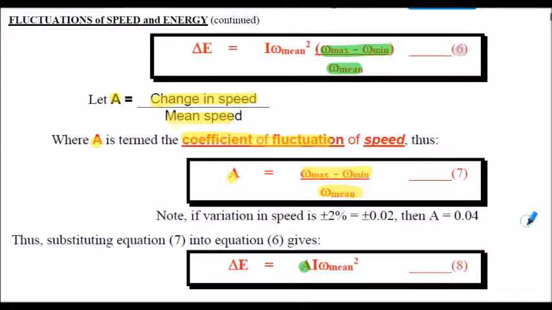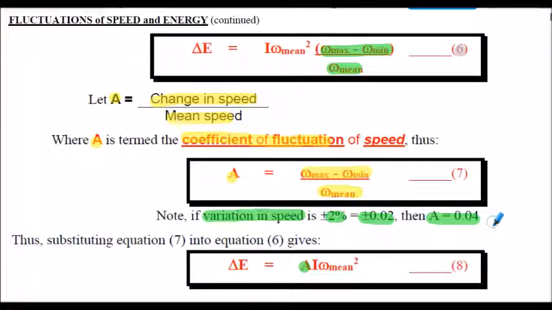The reason they've manipulated the equation in that format is because you often get A given in the questions, because it's something you will need to be aware of. And A is the variation in speed. It's often given in percentage terms, so be careful how you use it. If it's given as plus or minus 2% in a question, don't forget that means plus or minus 0.02, okay, because we've gone from percentage to the decimal. But the actual A value will be 0.04.